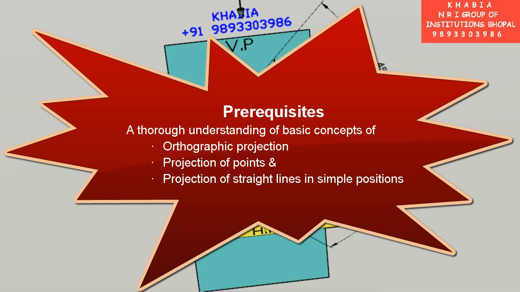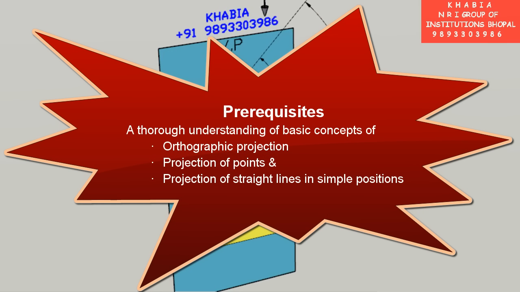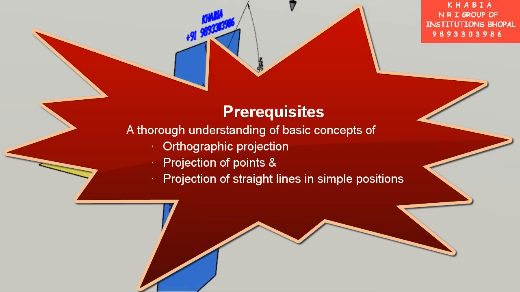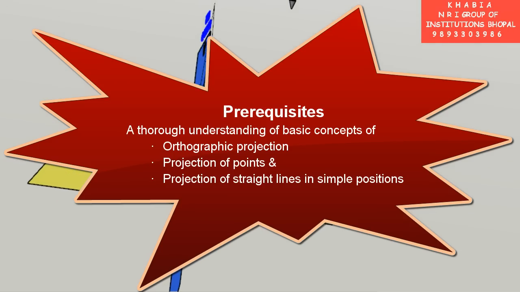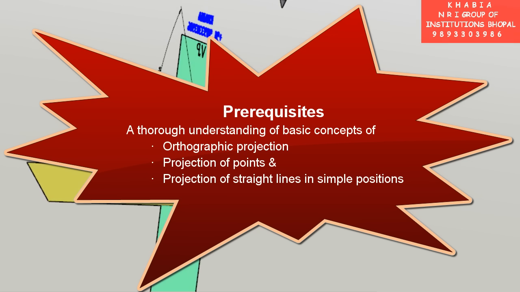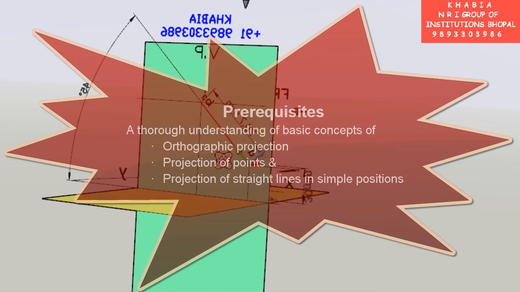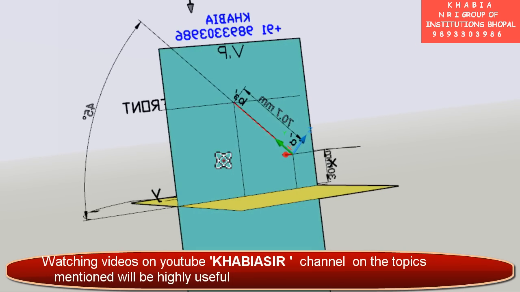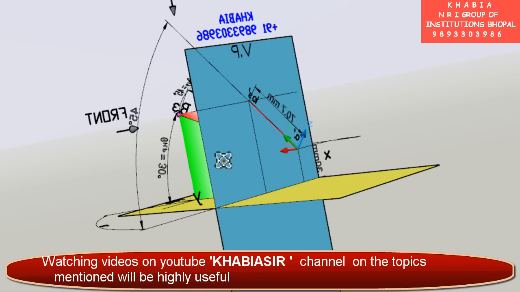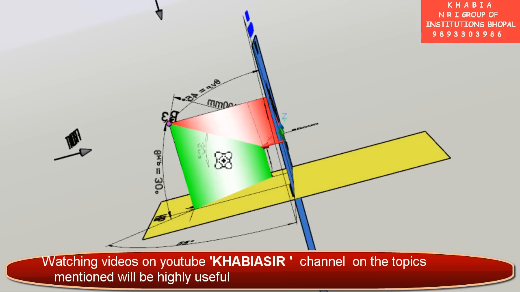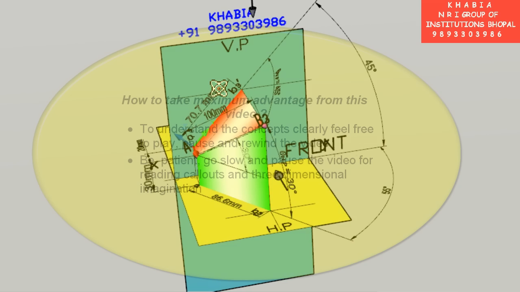Prerequisites for understanding this spoken tutorial are a thorough knowledge of orthographic projection, projection of points, and projection of straight lines in simple positions. Watching videos on the YouTube channel Khabia sir on the topics mentioned will be highly useful.